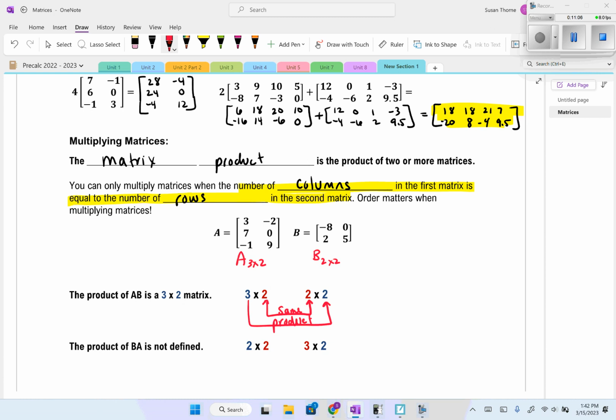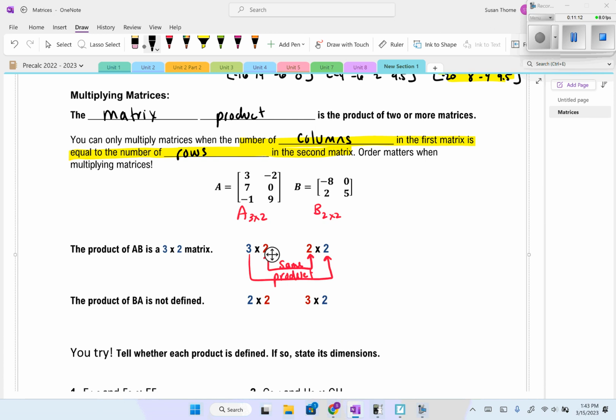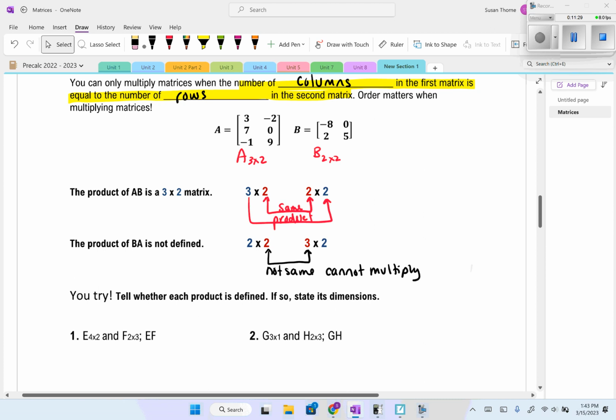And again, the order in which you multiply does matter, because if we were to do this in reverse, if we did matrix B times matrix A, notice that the inside numbers are not the same. So we cannot multiply. And there would be no answer to that problem.